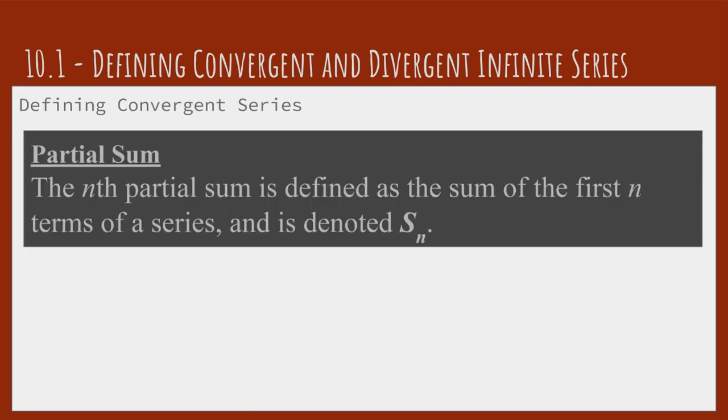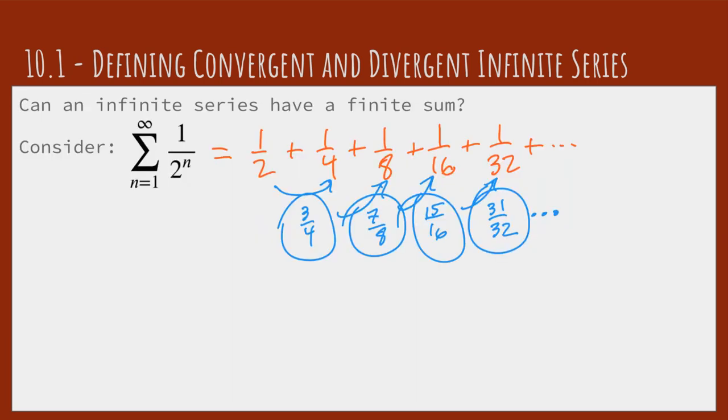So we define the nth partial sum as the sum of the first n terms of a series, and it's denoted s sub n. This is a subscript, so we read that s sub n. Looking at this series right here, the first partial sum is just the first term, that's s sub 1. The second partial sum is s sub 2. The third partial sum is s sub 3. The fourth partial sum is s sub 4, and so on. So the nth partial sum is s sub n.